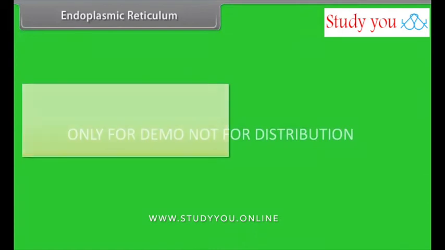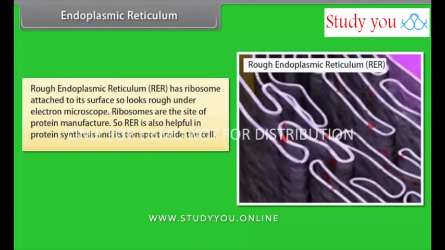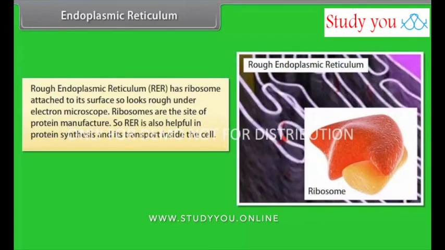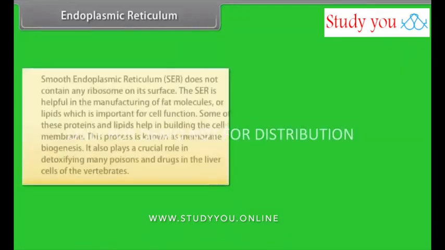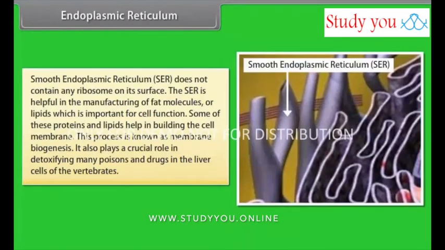SER. Rough endoplasmic reticulum, RER, has ribosome attached to its surface, so looks rough under electron microscope. Ribosomes are the site of protein manufacture, so RER is also helpful in protein synthesis and its transport inside the cell. Smooth endoplasmic reticulum, SER, does not contain any ribosome on its surface.